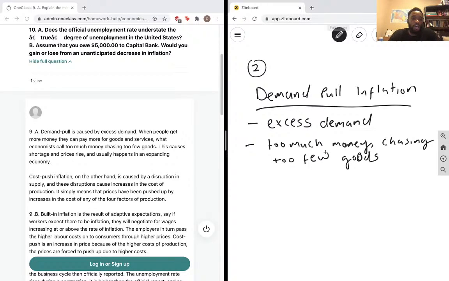And then cost push inflation, on the other hand, is caused by a disruption in supply, and these disruptions cause an increase in the cost of production. It simply means that prices have been pushed up by the increase in the cost of any of the four factors of production. And that again is a great definition.